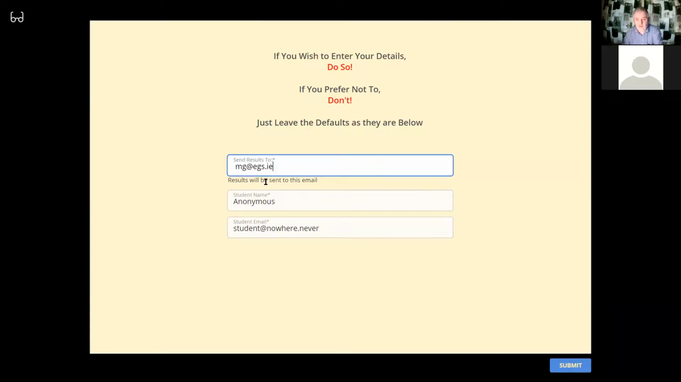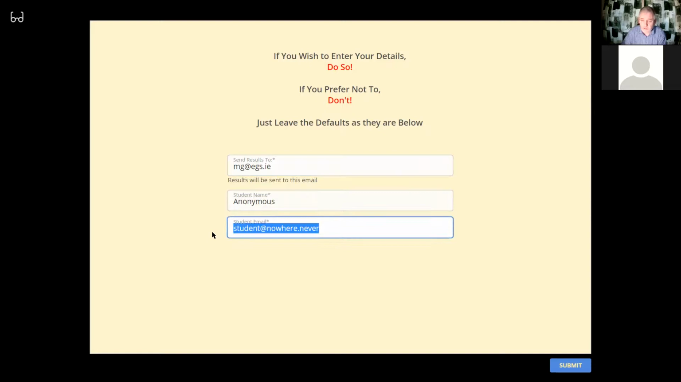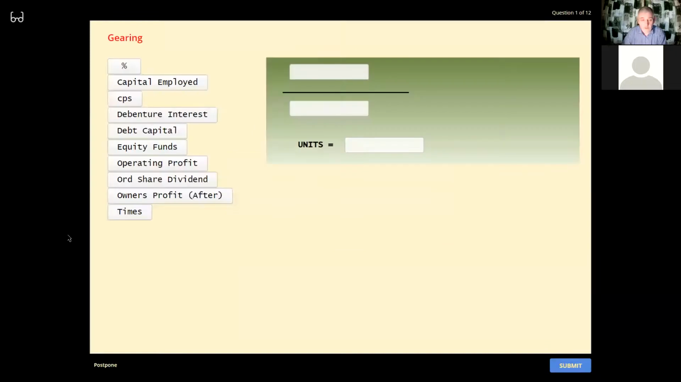So there has to be something in there. That's why it was left at nowhere.never. It'll accept that as an email address, and there obviously is no such thing. All right. And the student will put their name in there. I have a space. Doesn't like space. All right. Student would put their name there so you know who it comes from. And the student puts their school email address there, which means you have a link to reply to them straight away. Okay. Now, the first 6 questions are the formulas.